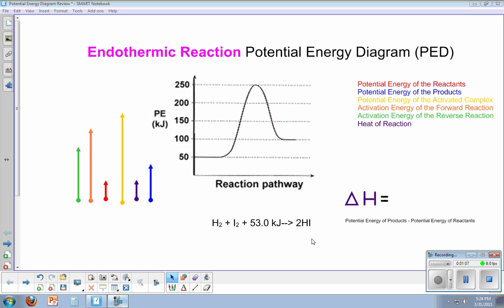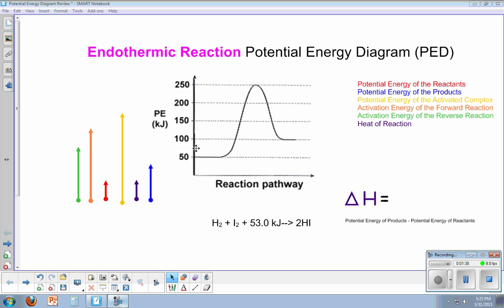Looking at a potential energy diagram, we're going to have potential energy on our y-axis, and it's going to be measured in joules or kilojoules. Sometimes you'll see the unit calories, but we're not going to focus on that. We're going to use joules. Then your x-axis shows reaction pathway or reaction coordinate. It just shows you the progress of the reaction. So as this reaction progresses, what is the change in potential energy?